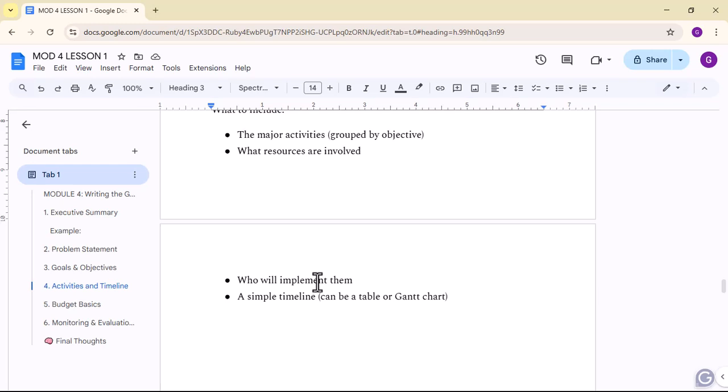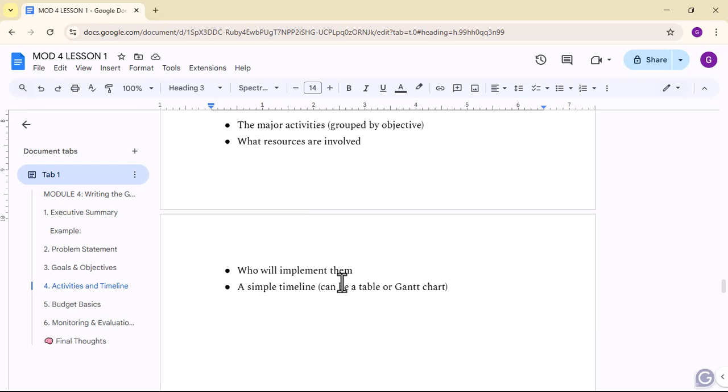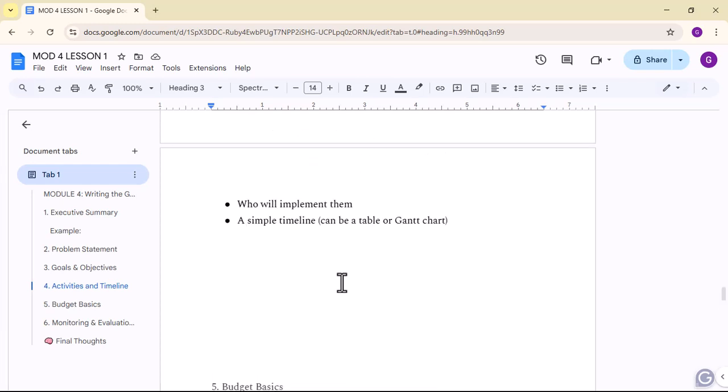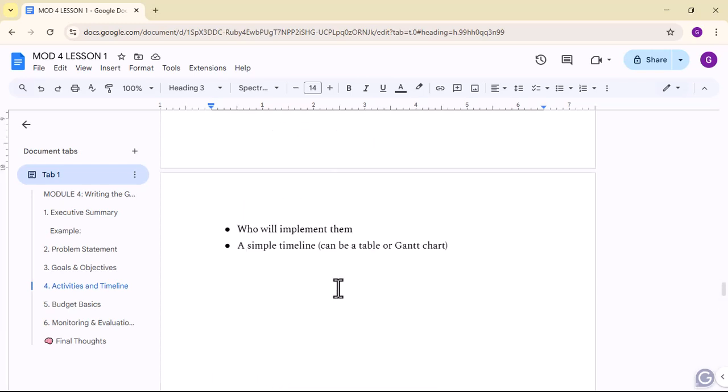so a tip I have for you here is that when you are writing activities and when you are setting timeline, you have to be very, very realistic. Funders want to see that you are prepared, not perfect. They want to see that you are prepared, especially with timeline. You don't do things that are not realistic.